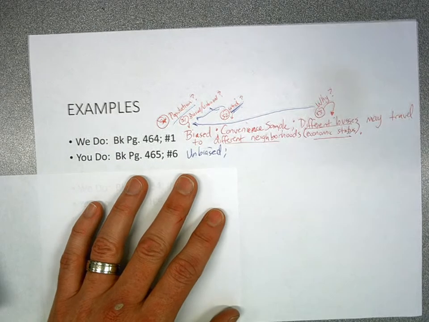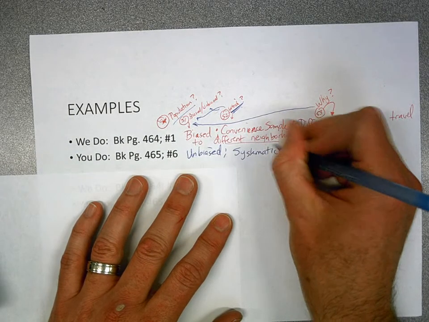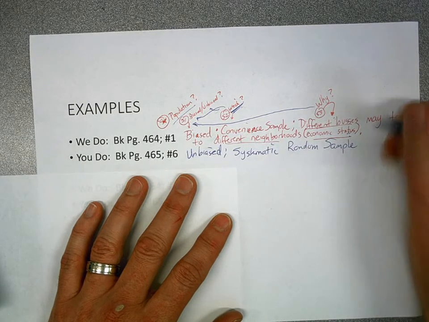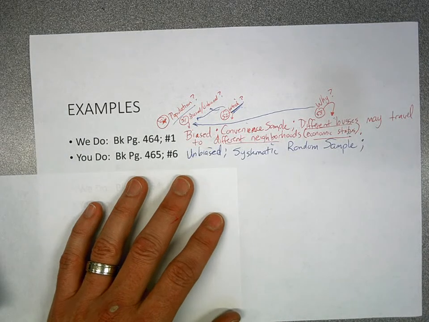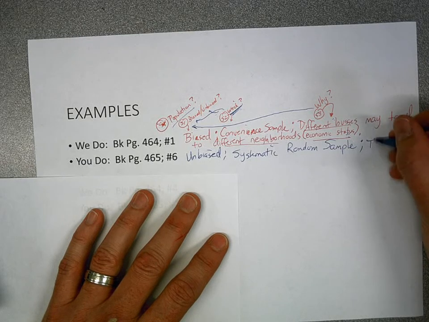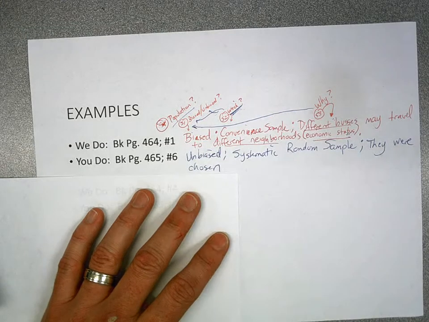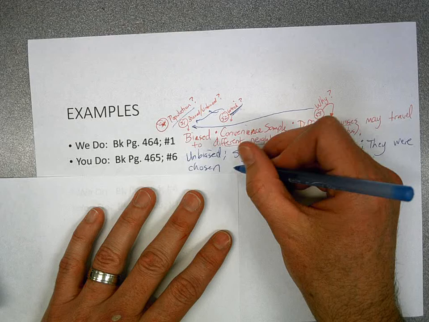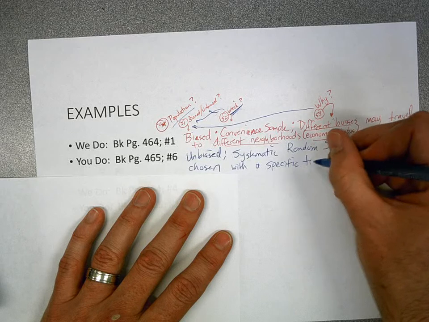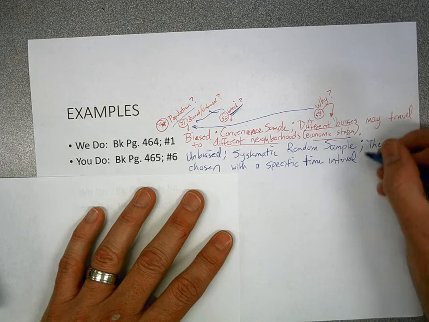And what did I say? It's a systematic random sample. And I could say why? Well, like it just says, they were chosen with a specific time interval. Oops. Maybe I can, in parentheses, put every 20 minutes.